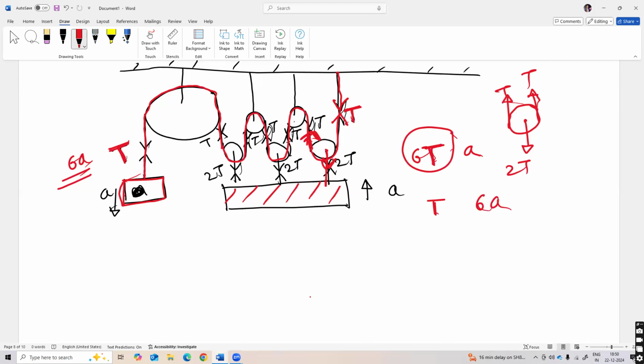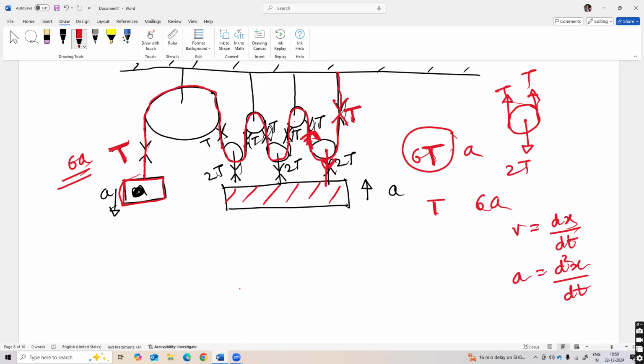So let's see. Consider first of all what we have learned in our chapter on motion in a straight line, that velocity is basically equal to dx upon dt, that is the rate of change of displacement, and acceleration is equal to the double derivative of displacement.